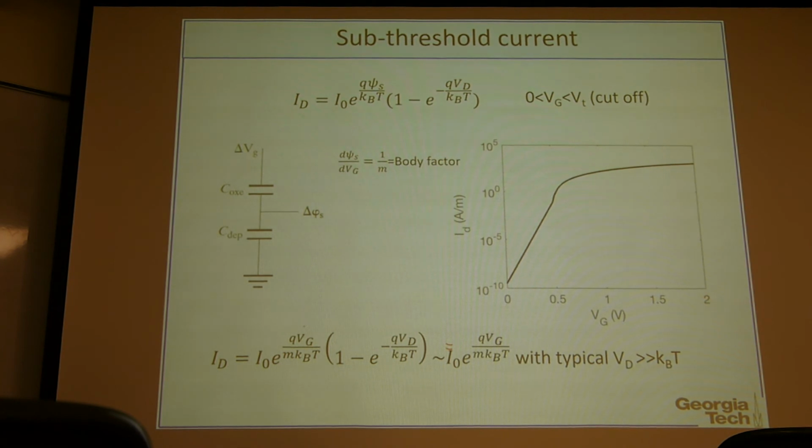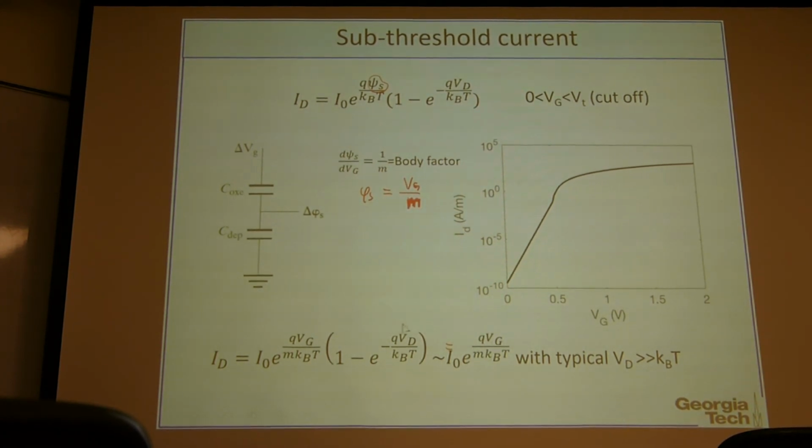So here basically we replace the phi s with Vg divided by m, because if you apply 1 volt on your gate, maybe only 0.5 volts will change the phi s, because another 0.5 is dropped on the VOX, the oxide voltage. So if we replace the phi s with Vg divided by m, you will get this one. So this is the subthreshold current equation.